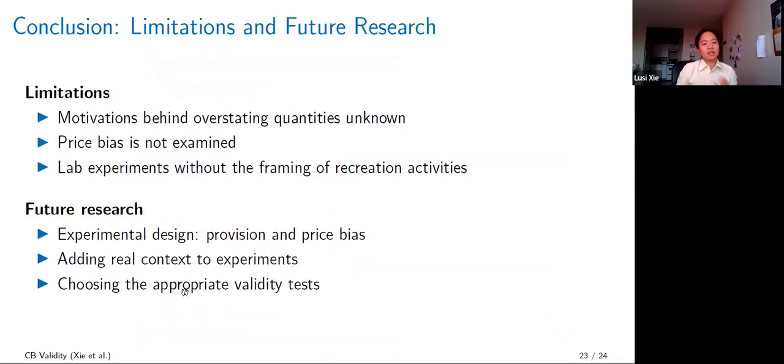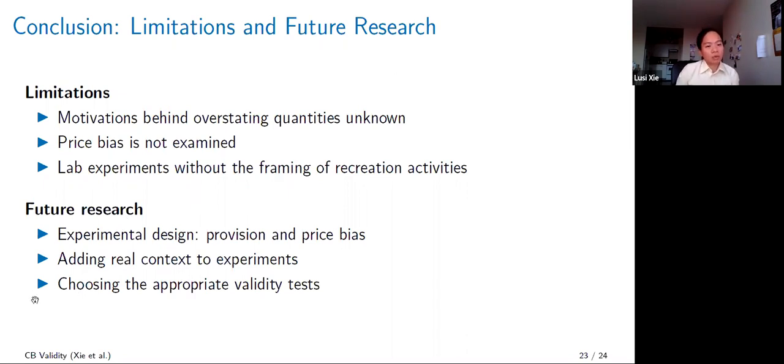So this study also has its own limitations and needs future investigation. The first one, which is the biggest puzzle, is we don't know what causes people to overstate. And the second one, I talked about the price bias, but we didn't test it in this design. And the third one is it's still a quite abstract experiment with chocolates, whereas the CB studies usually have that recreation activity context. So this study does not have that framing, and it can be changed in future research.